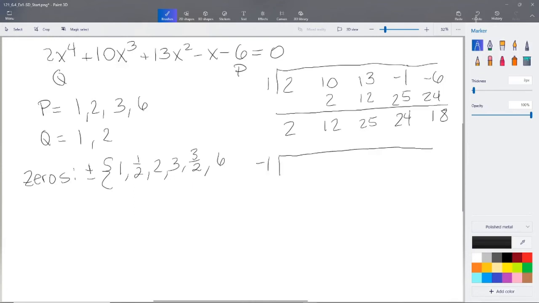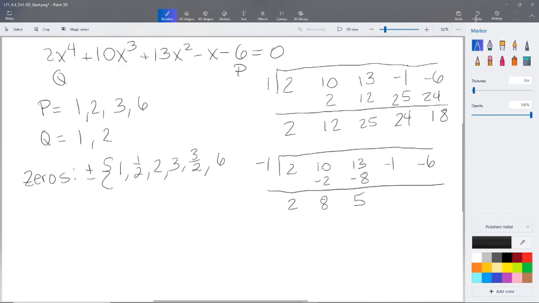Again, set up your synthetic division. We know what goes in the house because we've done it once before. Here we go. 2 times -1 is -2. 10 and -2 makes +8. 8 times -1 is -8. 13 plus -8 is +5. This is looking pretty good so far.